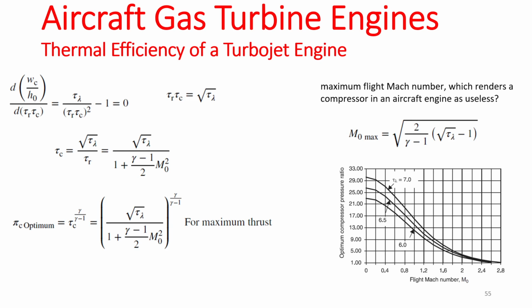You can actually plot this, plot the optimum compressor ratio versus the flight Mach number for different tau lambdas. So you can see it looks like an asymptote, right? It converges. But where you put that design criteria is something that hopefully we'll get to talk about later.